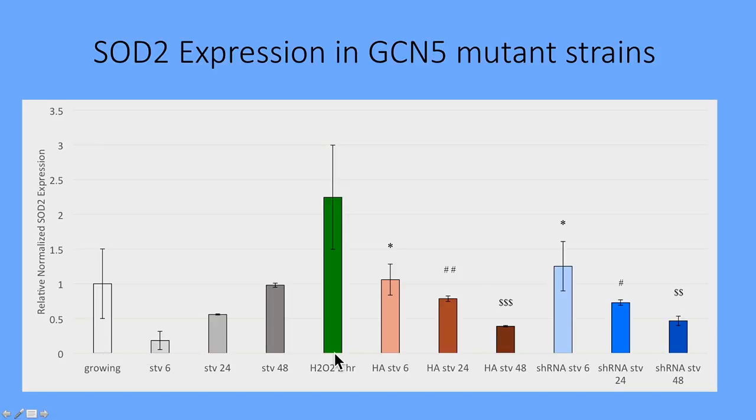But in both, and in the red here is the overexpression ones, you have it higher at the beginning, and this is all normalized to the growing levels for that time. So it is up already at 6 hours, but it goes down over 48 hours. And the same thing happens with the knockdown.